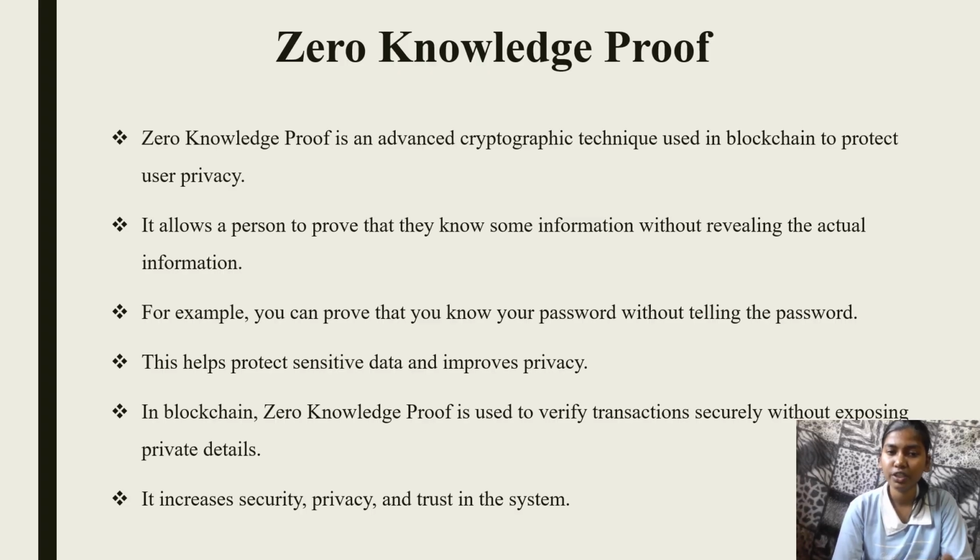Zero knowledge proof. Zero knowledge proof is an advanced cryptographic technique used in blockchain to protect user privacy. It allows a person to prove that they know some information without revealing the actual information. You can prove that you know your password without telling your password. Okay, it is a technique in which we can prove that we know the password without telling the actual password. This helps to protect sensitive data and improves privacy. It increases security, privacy, and trust in the system.